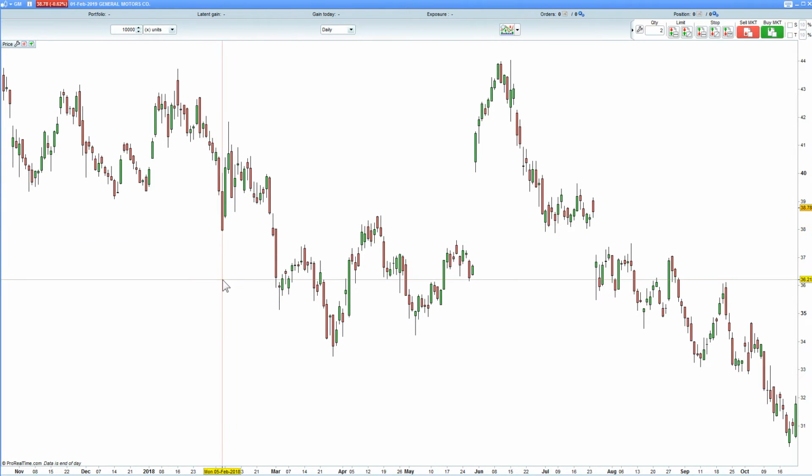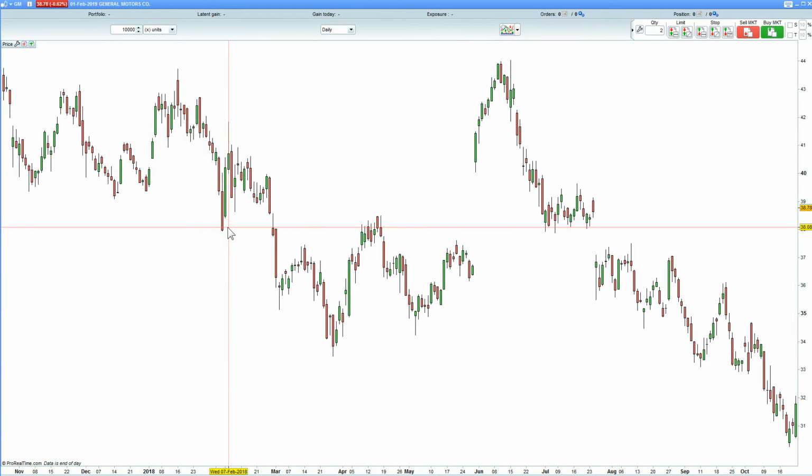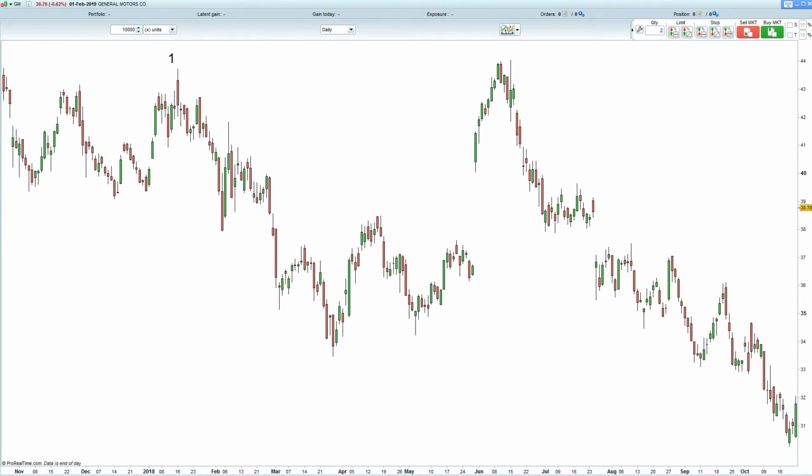So, rule 1, any swing top or bottom to start. Rule 2 is that the next swing is point 2 of the pitchfork. Rule 3 is that the next swing after point 2 is the third swing of the pitchfork. But if point 3 does not move past point number 1, then point 4 has to be past point number 2. Hopefully that's clear enough for you. So let me actually draw this. We have point 1 here, and we have point 2 here, just to make this a bit clearer.